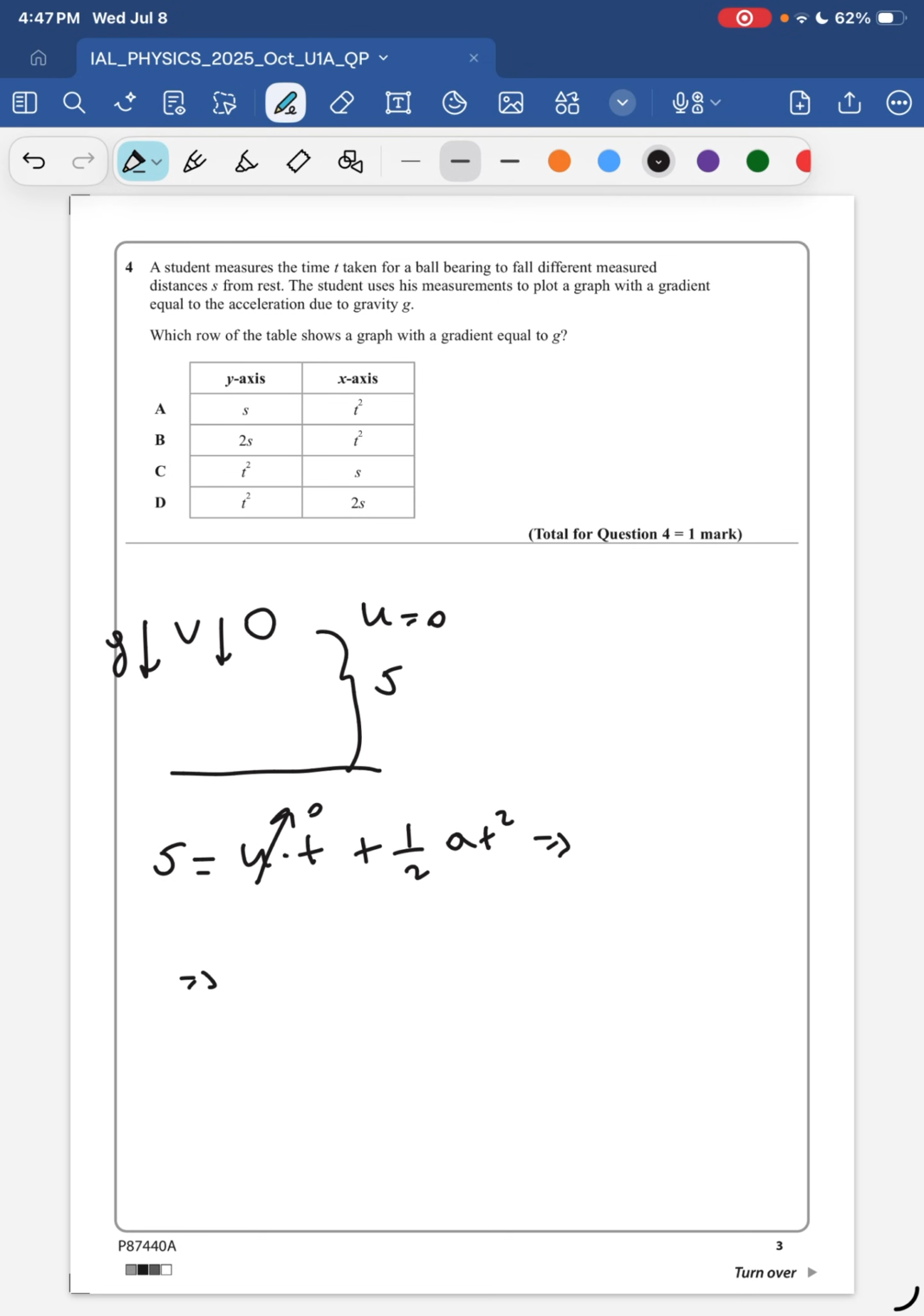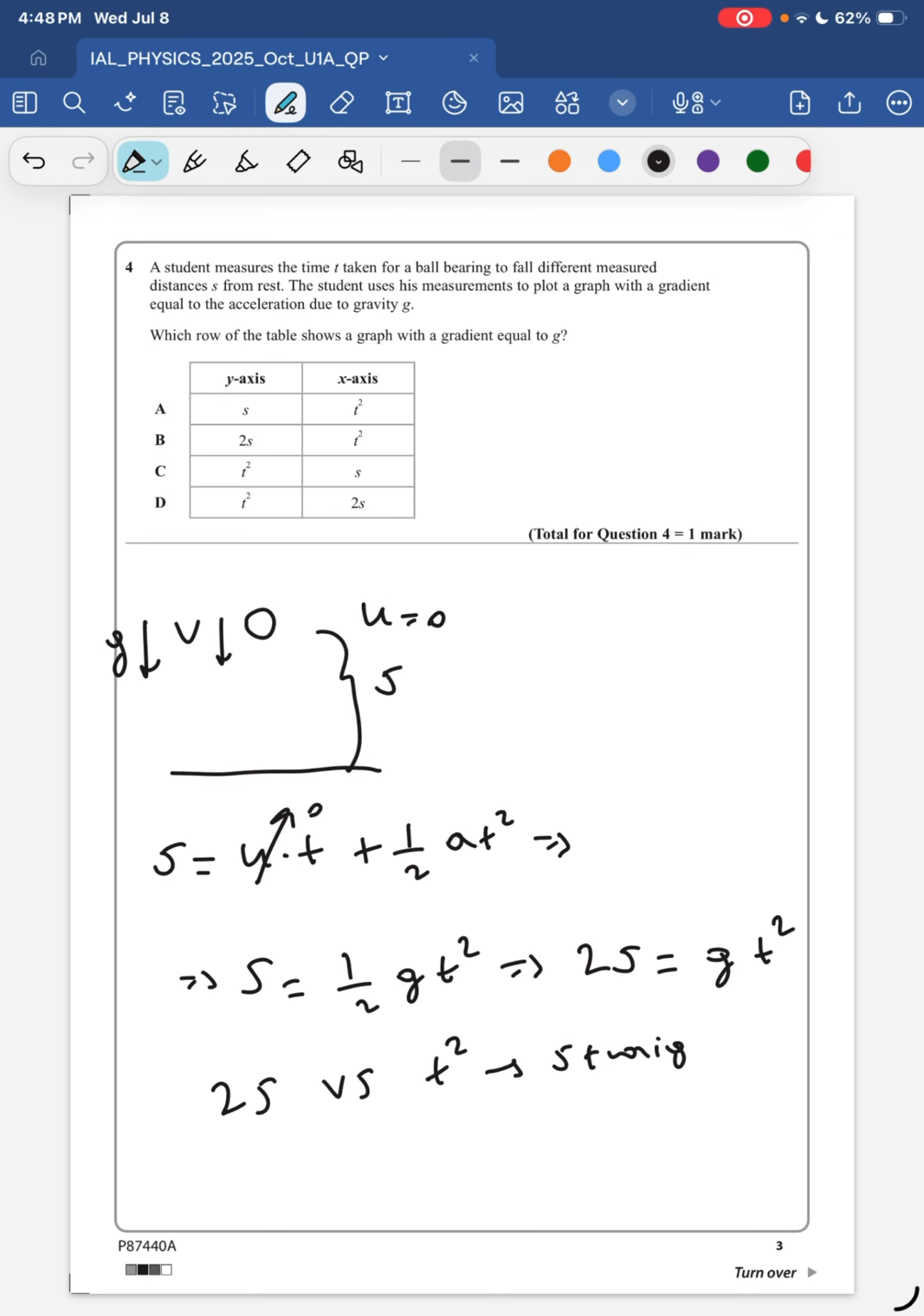So we immediately see that s is 1/2 g t squared. And if I bring 2 to the other side, we have 2s equals g t squared. So if we plot 2s versus t squared, we will have a straight line through the origin, with gradient equal to g. So the correct answer is B. I hope this makes sense.